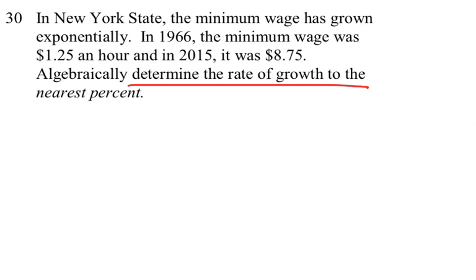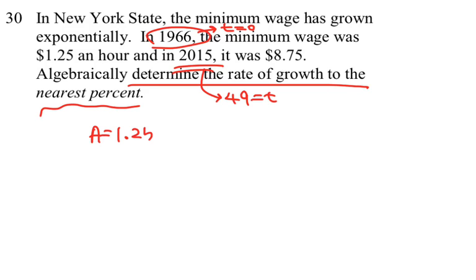All right, now, second one is they want us to determine the rate of growth to the nearest percent in the exponential function here. So basically, if you assume that 1966 is the t equal to 0 initial year, so that the numbers will be a bit smaller, then 2015, in fact, becomes 49 in terms of the value of t.